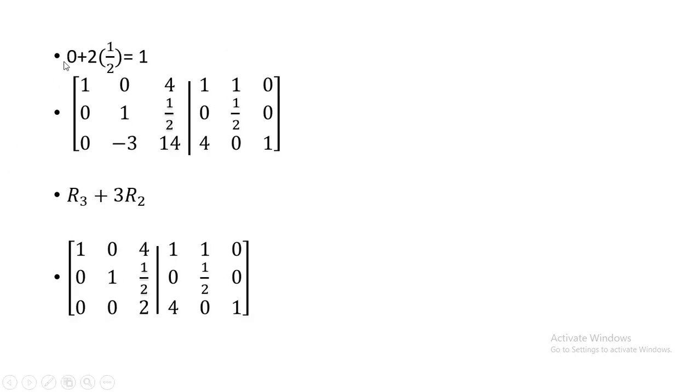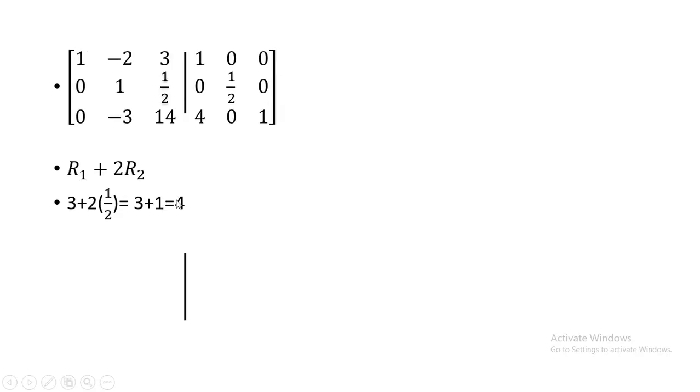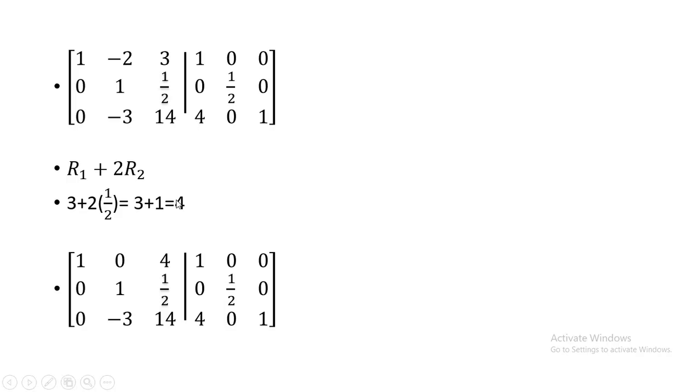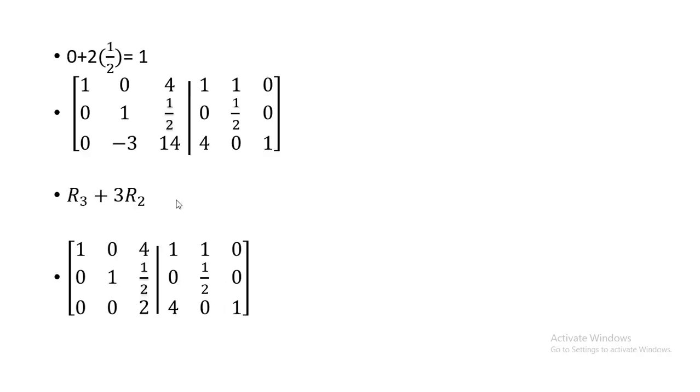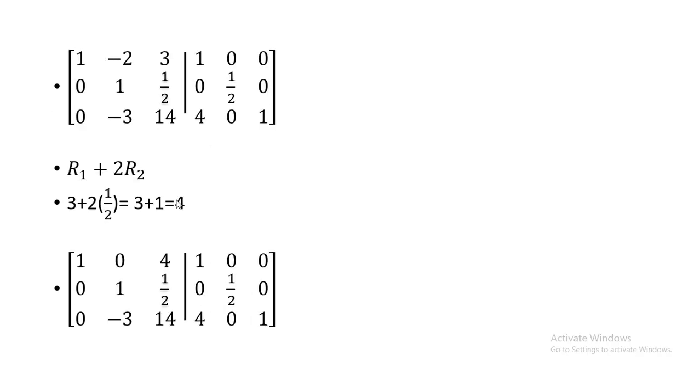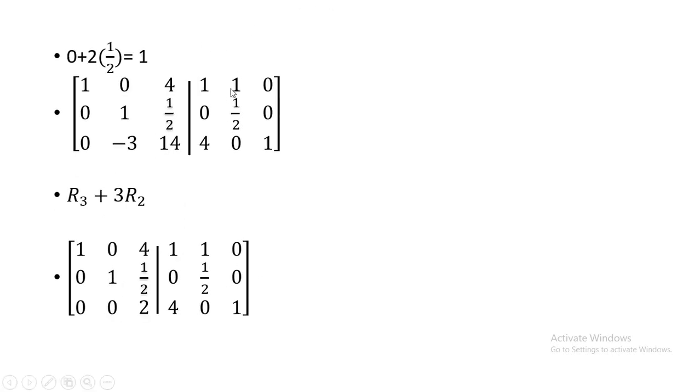See, 0 plus the same operation, the same operations that I have applied. Okay, R2 plus 2 times R1 plus 2 times R2. So R1 plus 2 times R2 will be 1. So as you can see, it's 1.